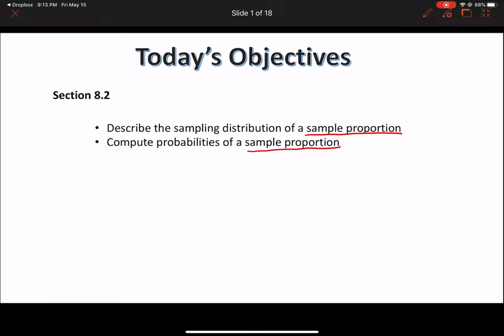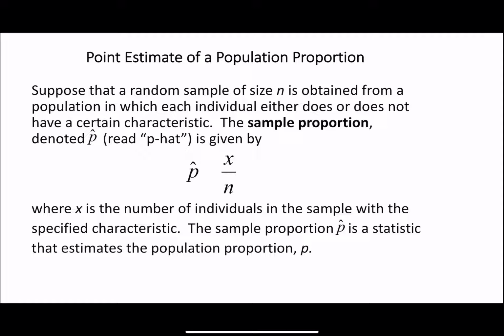I'm sure you were looking forward to that. Before the final test, I'm going to give you a really good breakdown of how to tell the difference between the two. Right now, just realize that in 8.1 we're looking at sample mean, and in 8.2 we're looking at sample proportion. And so we're going to describe the sampling distribution of a sample proportion, and we're going to compute probabilities of a sample proportion. So the point estimate.